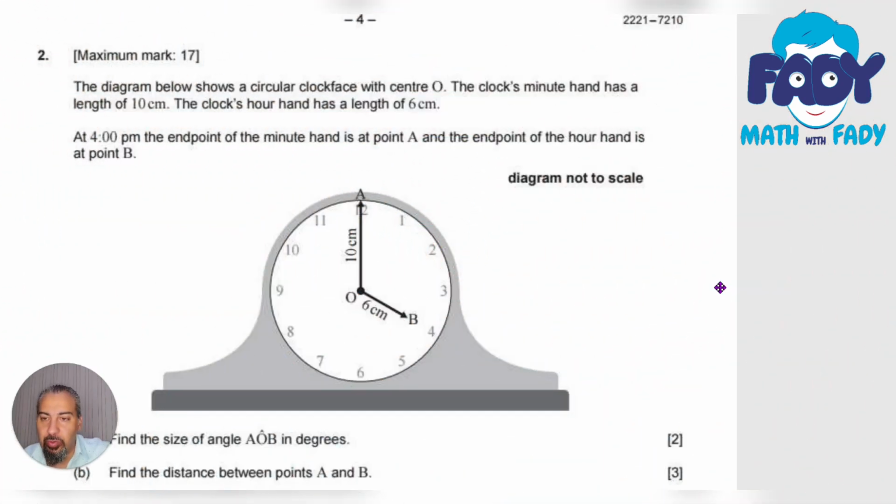In this video, we will be solving Math Applications SL, Paper 2, May 21, Time Zone 1. Let's get started. Question number 2.